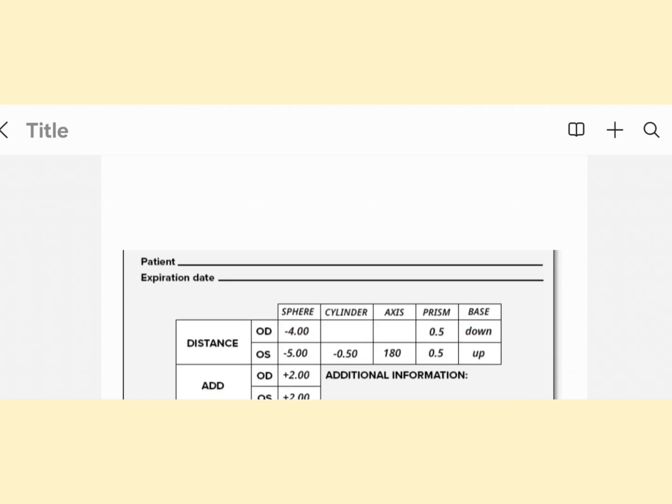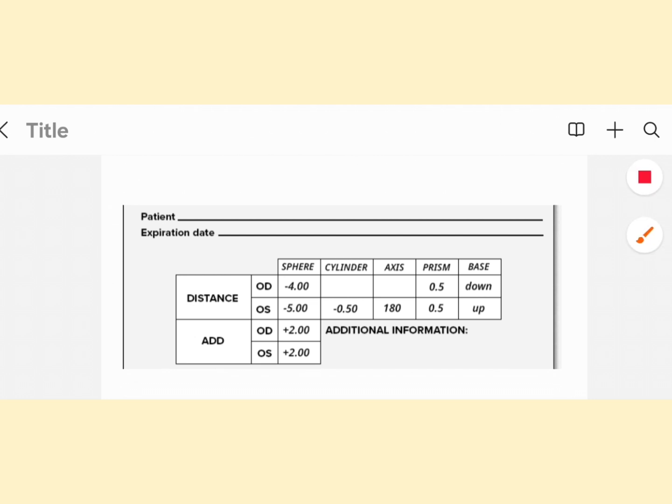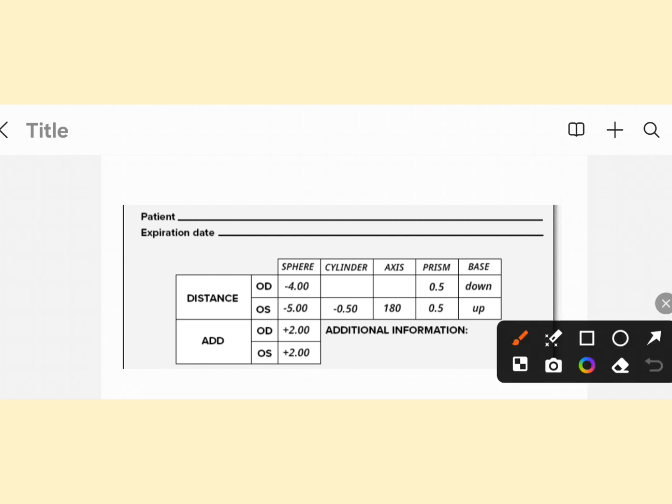If you have a refractive error, you will see it is written as sphere, cylinder, axis. Cylindrical numbers are always present with an axis. This is for distance. Now let's go to the addition.